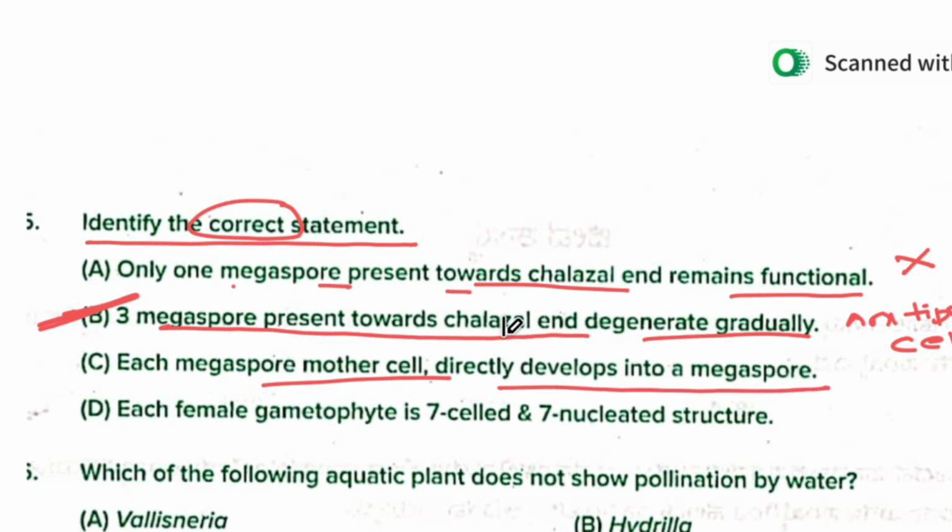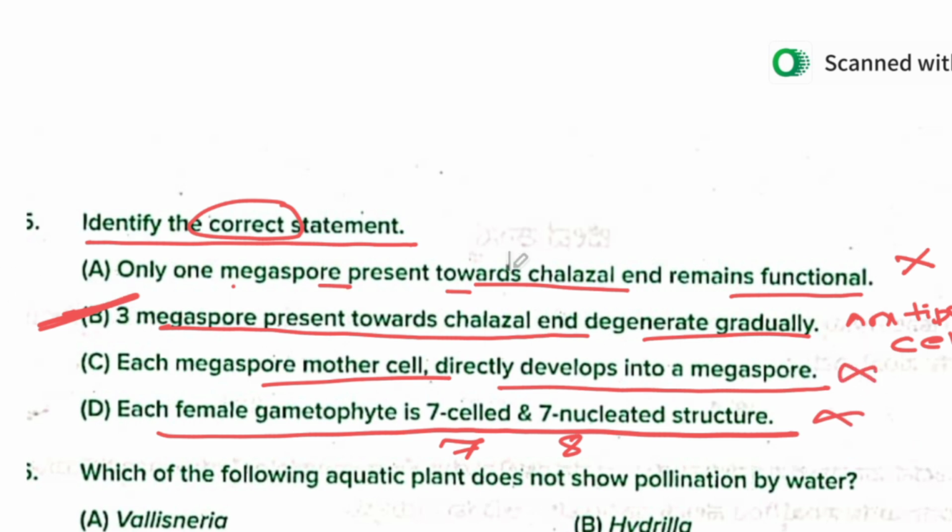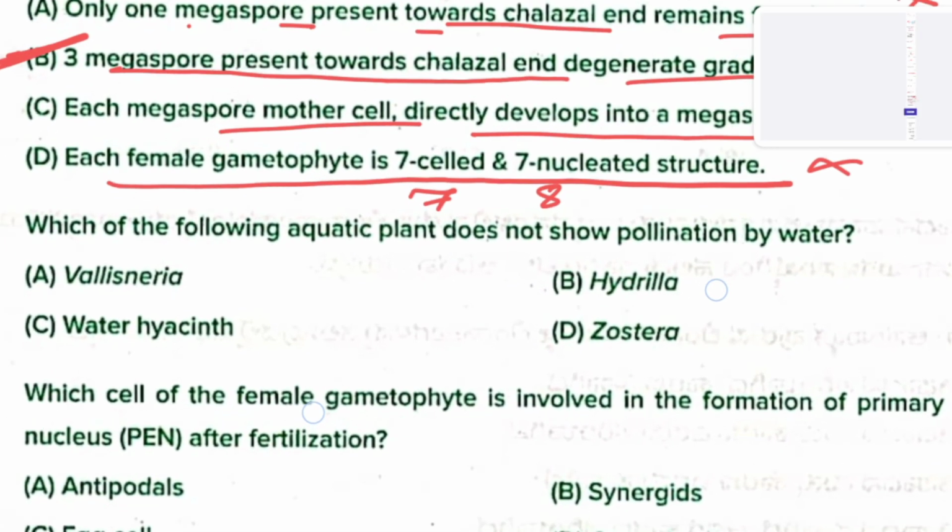Each megaspore mother cell directly develops into megaspore. No. 3 will get degenerate, only one megaspore will get formed. Each female gametophyte is 7-celled, 8-nucleated. No, it is 7-celled, 8-nucleated. So this is wrong, this is wrong. Only the second option is true. The next one.